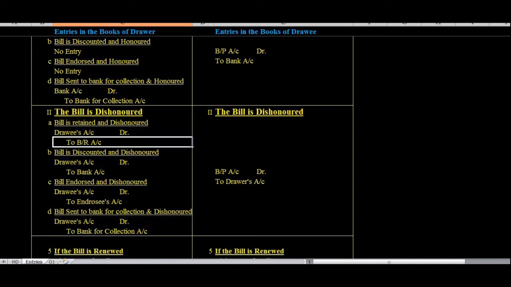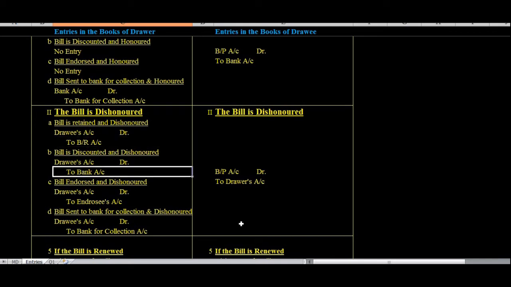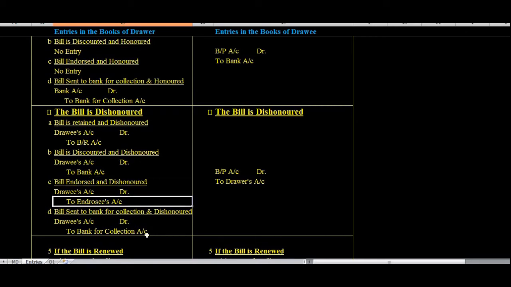If the bill is retained, bill goes out, so to bills receivable account. If the bill is discounted, bank is the giver, so to bank account. If the bill is endorsed, endorsee is the giver, so to endorsee account. And similarly, if the bill is sent to bank for collection, then bank for collection account will be credited. Simple. This is absolute common sense. If a bill is dishonored, drawee account is to be debited, credit whatever was done with the bill.